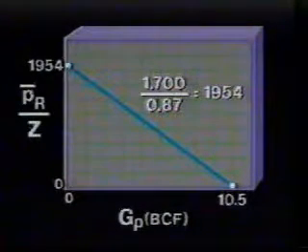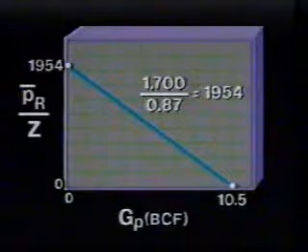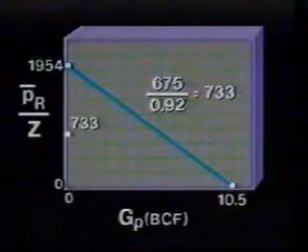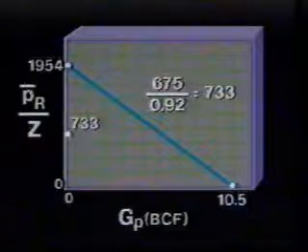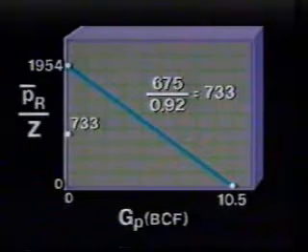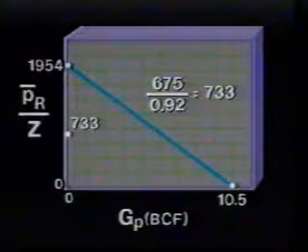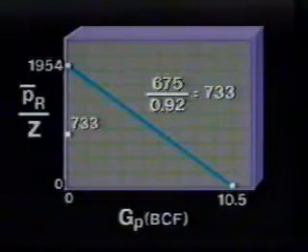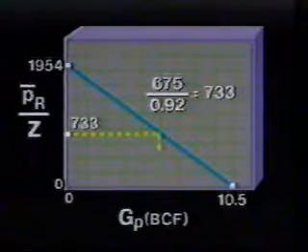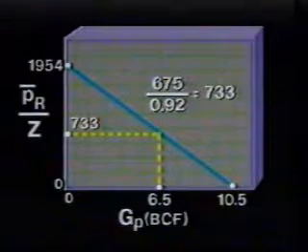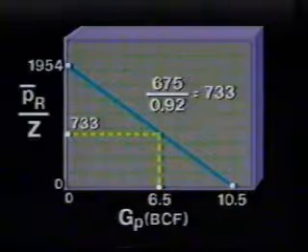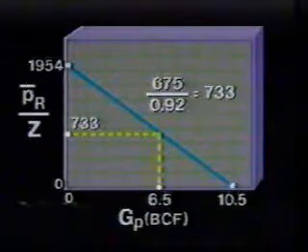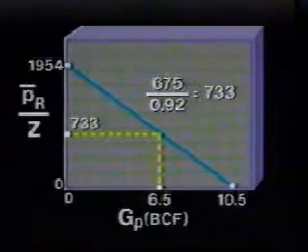To determine the cumulative production at the no-flow average reservoir pressure, we divide the value of pressure, that is 675 psi, by its Z value, in this case 0.92, and obtain a value on the vertical axis of 733.7. Moving horizontally to the inventory line and then down, we see that the reserves that could be produced at this terminal pressure would be 6.54 billion cubic feet.